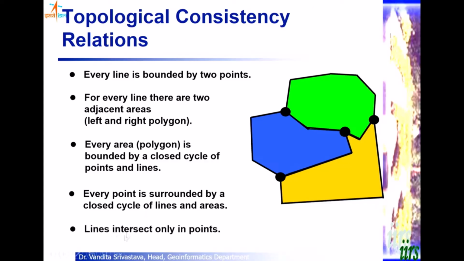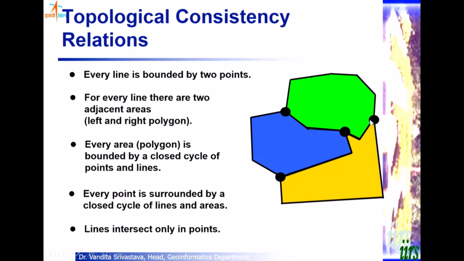And another one, that lines intersect only at points. So for example, if I have no point here, no node here, then this is a single line. But the moment I put a node here, then it is an intersection point, and this is the only allowed situation for a line to intersect. Okay, so here the line is intersecting and there are three lines connected, 1, 2 and 3. So this is one line, this is another line, and this is a third line.